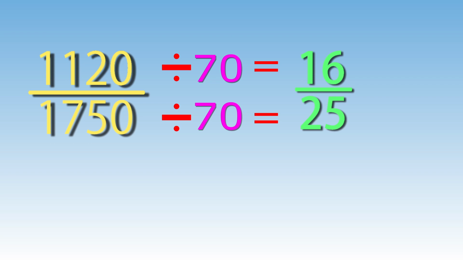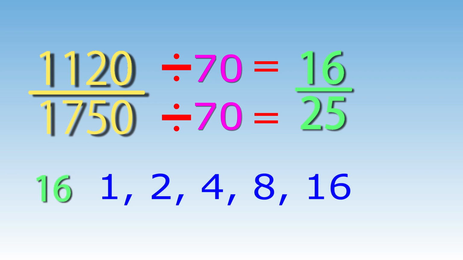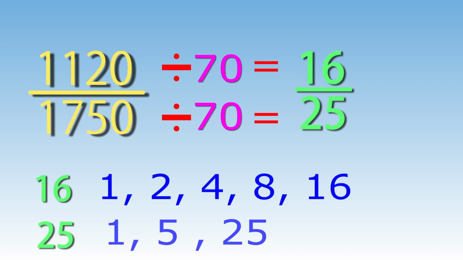Just to demonstrate that we can't reduce this fraction further, look at the factors of the numerator and denominator using the first method. The factors of 16 are 1, 2, 4, 8 and 16, and the factors of 25 are 1, 5 and 25. They share no factors except 1, and since dividing by 1 makes no difference, 16 over 25 must be in its simplest form.